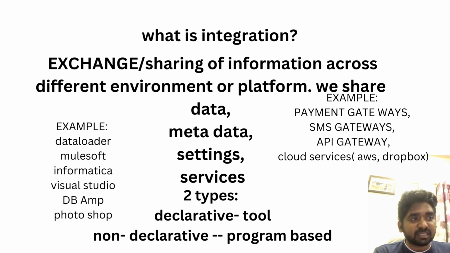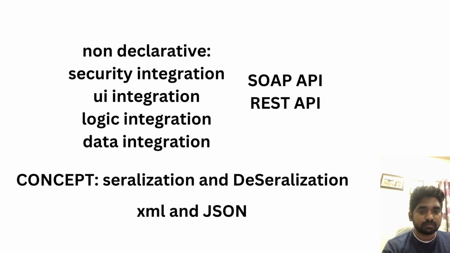And non-declarative is nothing but payment gateways, SMS gateways, API gateways, which we achieve not by paying every month or a subscription, but with a one-time fee. Like for example, I'll be like, hey Sushil, let's build a software which is a one-time payment, which I can use every month or every day. So that is called non-declarative integration. It is nothing but security integration, UI integration, logic integration and data integration.